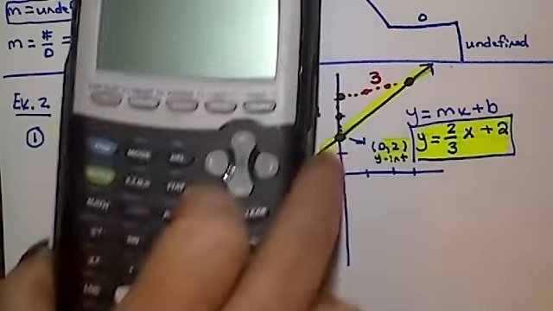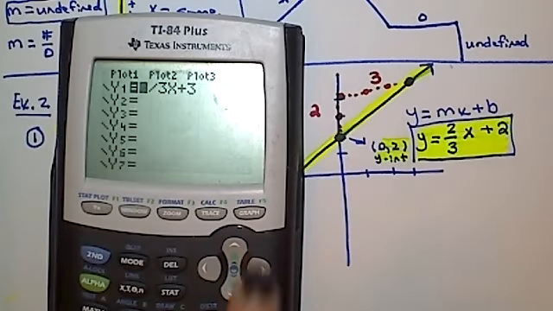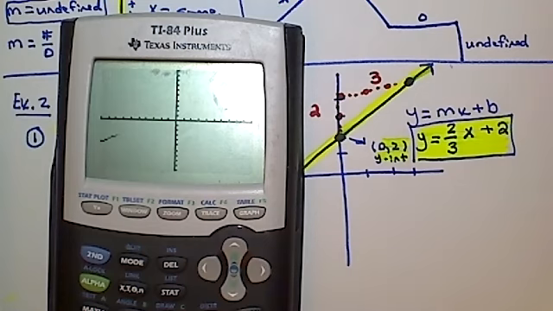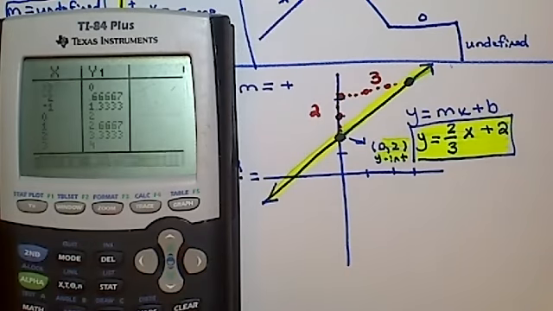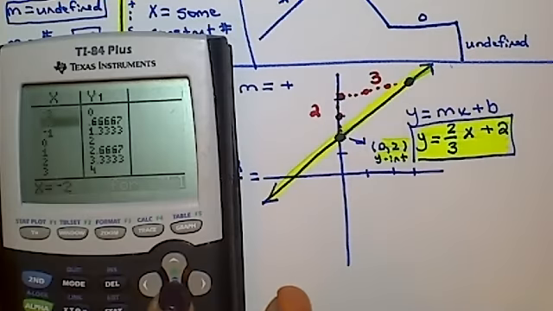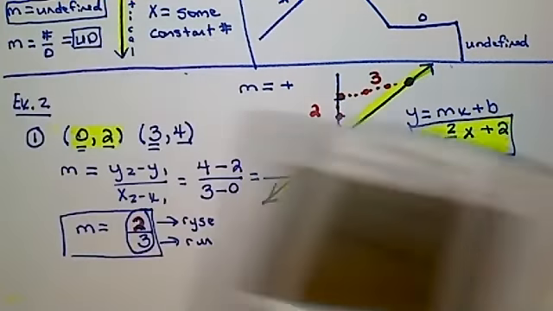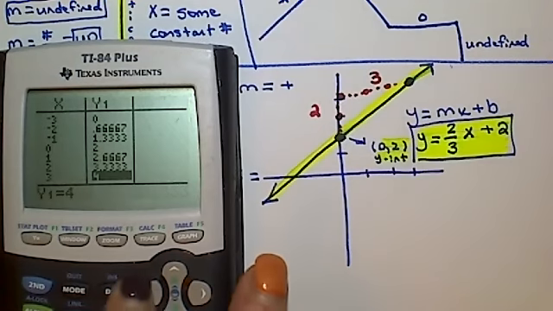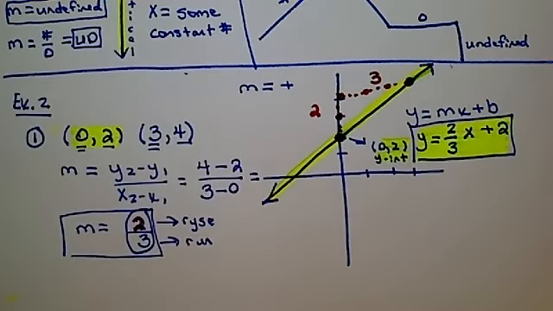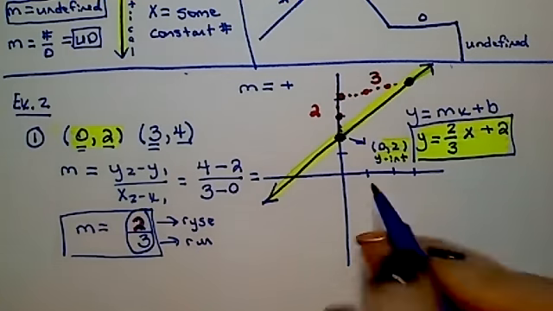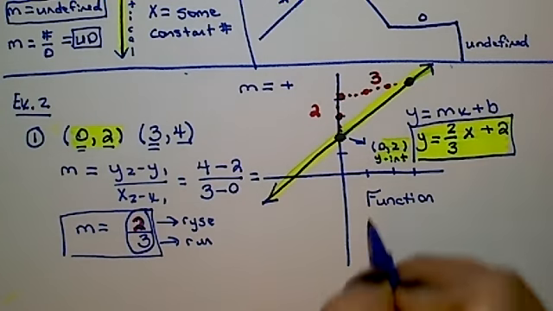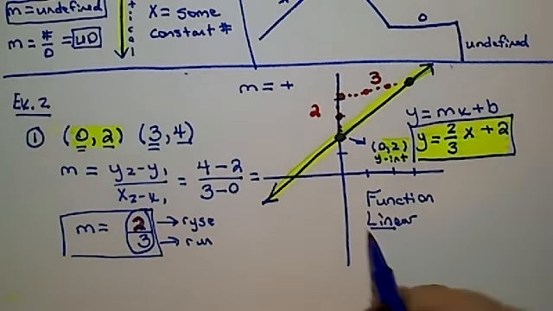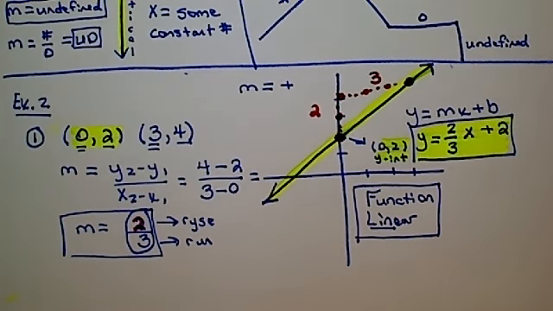So if I put that into the calculator, and I graph it, I would go to my table and I would see the point 0, 2, and I would also see the point 3, 4. Okay, so this would be a function because it does pass the vertical line test, and it is linear because it graphs a straight line. So this is what's called a linear function.